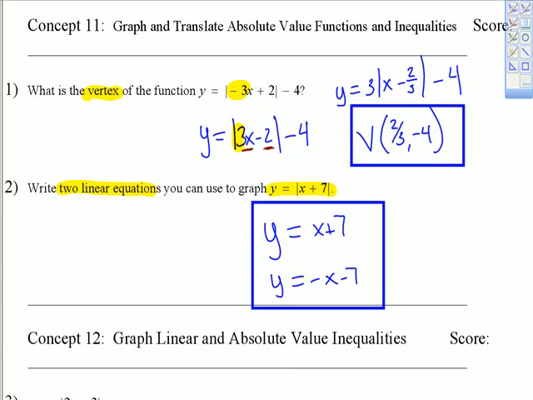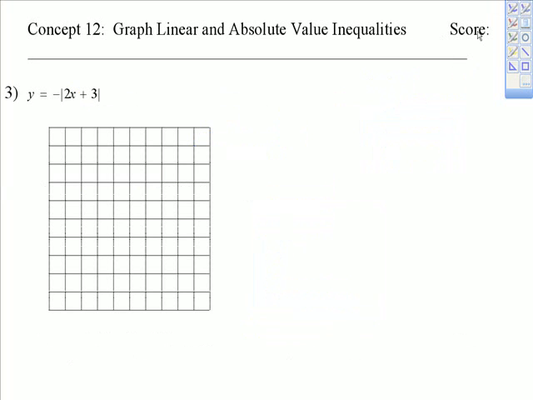Any questions there? So 12, graphing linear and absolute inequalities. We have to graph this absolute value. So luckily we just have an equals. We don't have an inequality, so this makes it a little easier. We've got to find the vertex, which is probably the hardest thing. And then from there we can draw the graph.